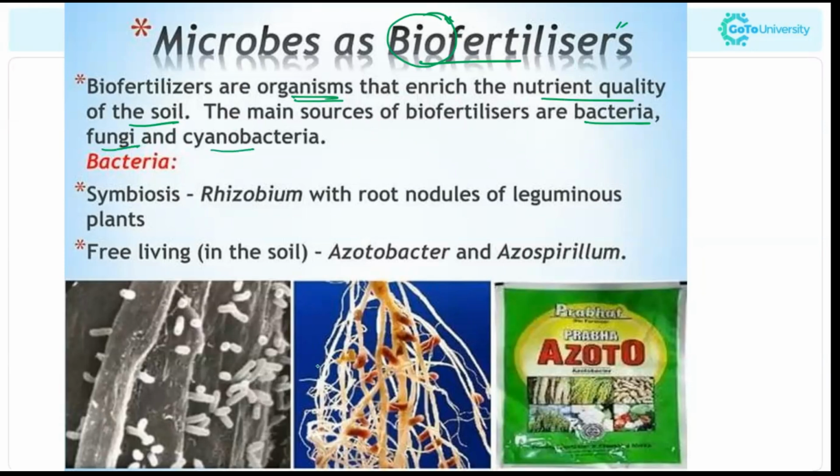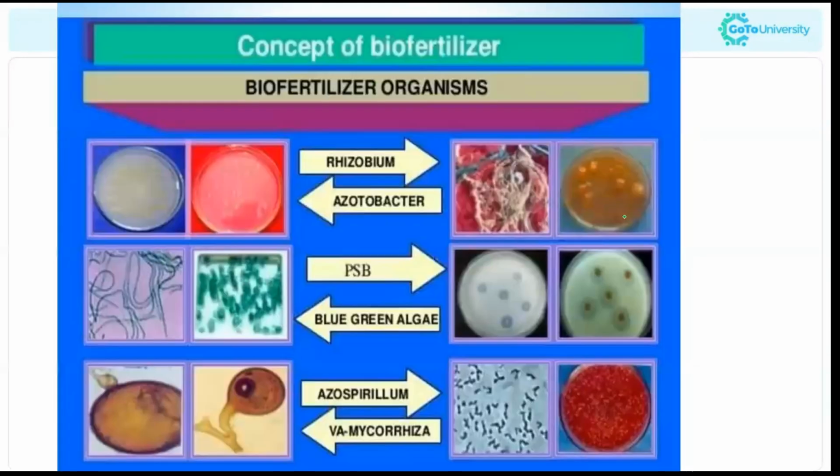Now, moving to bacteria. You have noticed the nodules on the roots of the leguminous plants formed by the symbiotic association of Rhizobium. And these bacteria fix the atmospheric nitrogen into organic forms, which is used by the plant as nutrient. Other bacteria can fix the atmospheric nitrogen while free living in soil, for example, Acetobacter and Azospirillum, which enrich the nitrogen content of the soil. This is the Rhizobium, Acetobacter, blue-green algae, Azospirillum.